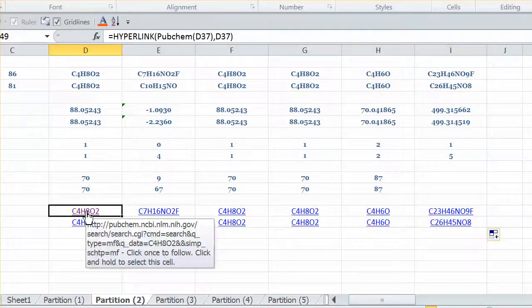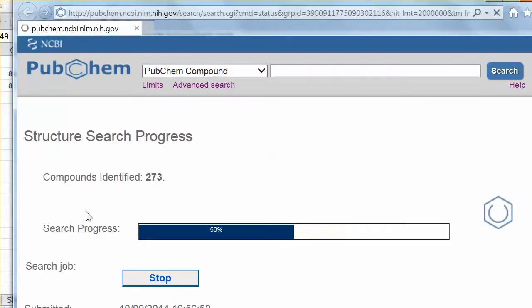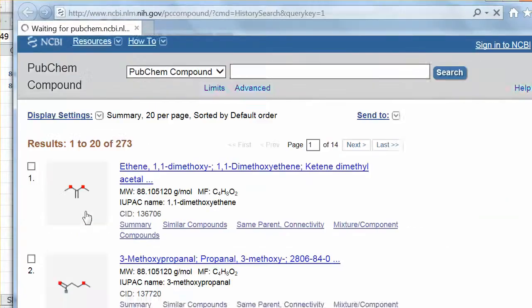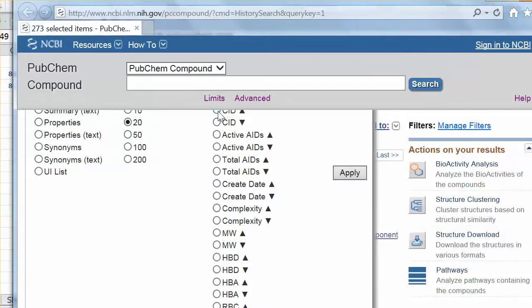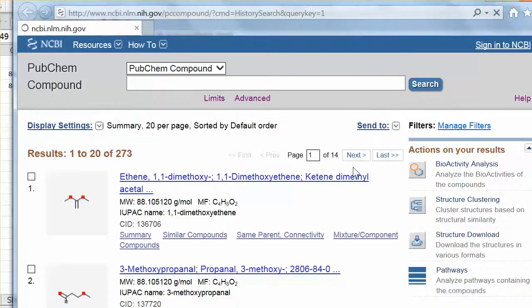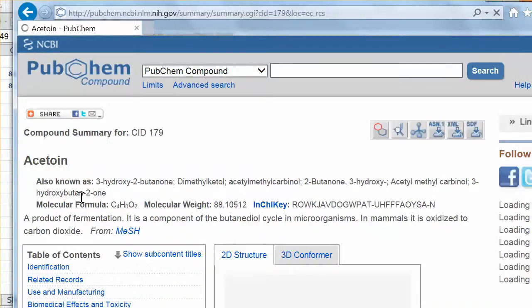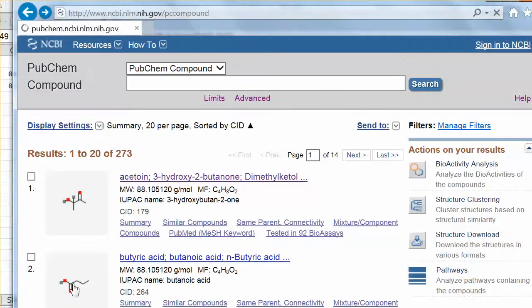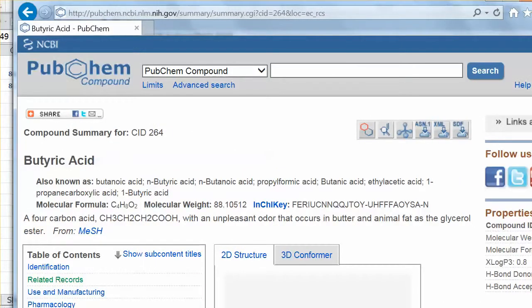So if I click on this, it will fire up PubChem and do a search on that formula, which I then recommend that you sort by CID number. And so if we look, these are all compounds with that formula. Go back, and of course in this case it is butyric acid.